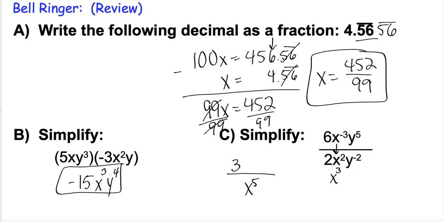Okay? Same kind of idea with the y's. We got negative y's down here, positive y's up here. We're moving them up. And when we do that, that becomes y squared. Okay? So then we have 7 y's on the top. So y to the 7th.